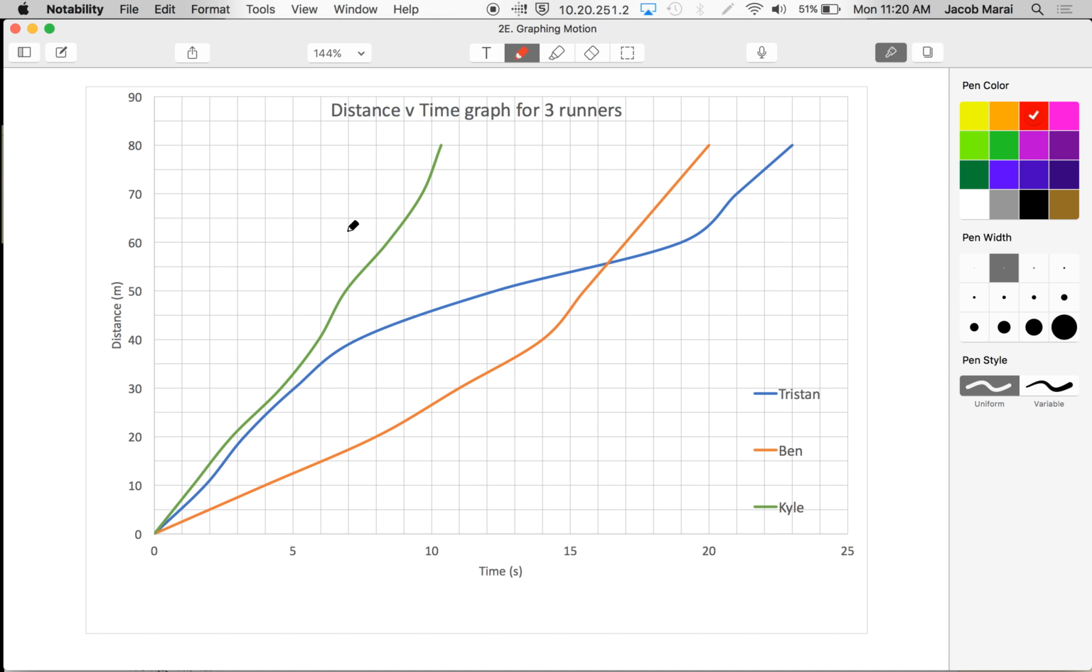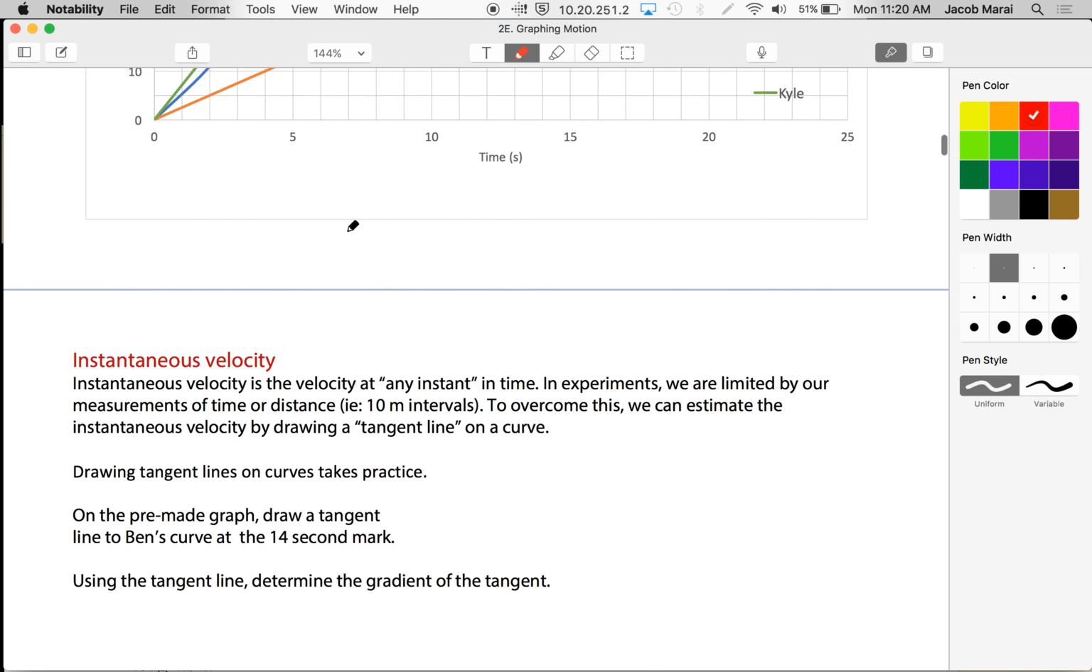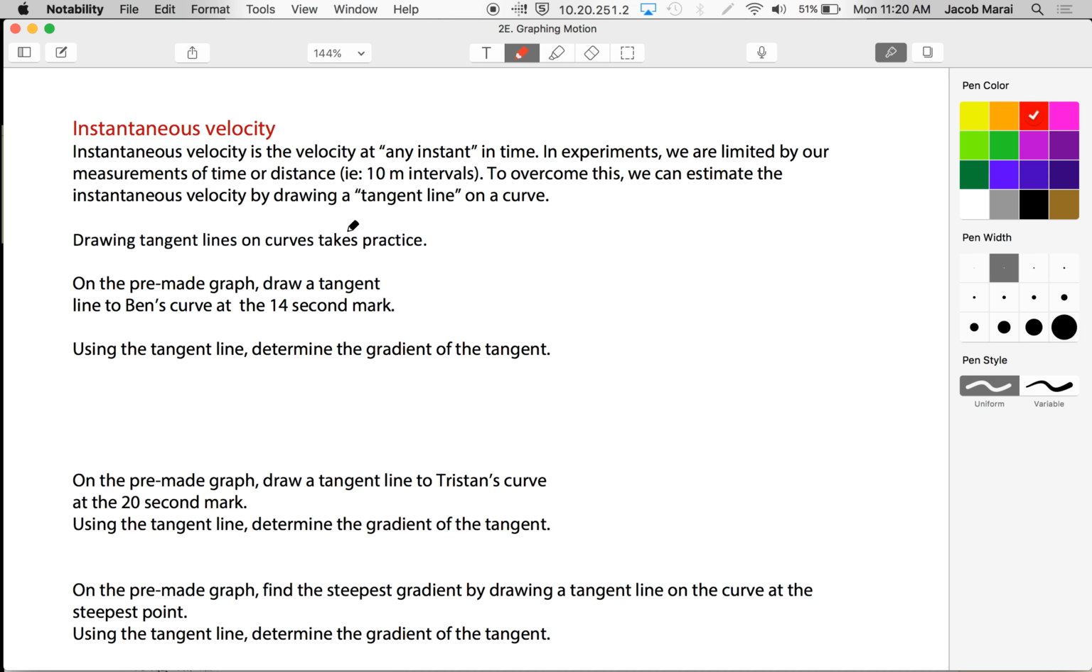What we need to do, however, is to draw a tangent to the curve. Have you learned how to do tangent lines to curves? Sort of. All right, turn the page. Instant velocity is the velocity at any instant. What we're going to write here above is tangent. The tangent at any instant.